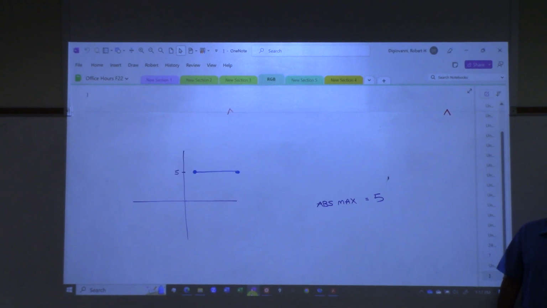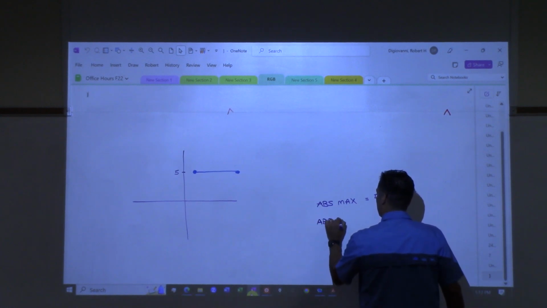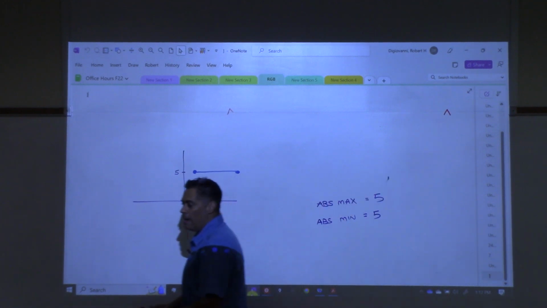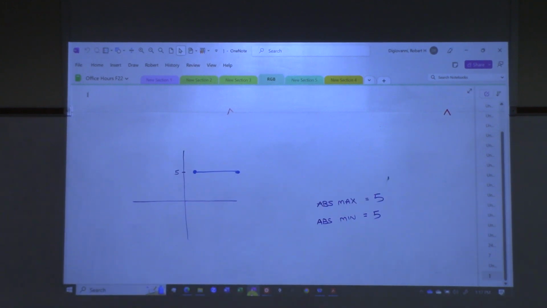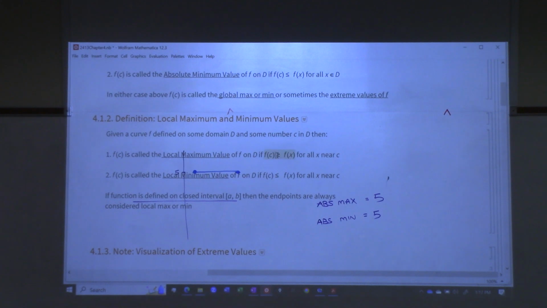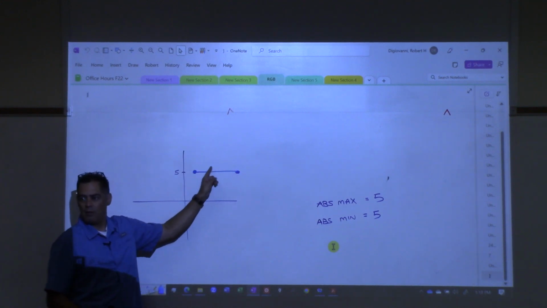What is it? 5 as well, because in the definition it's got to be less than or equal to. So your absolute minimum is also 5, right? And how about local? Did local have the same thing or not? In the definition, did it have greater than or equal, less than or equal? Yes, it did, didn't it? It's greater than or equal to, less than or equal to, which means that we have local maximums and minimums everywhere, right? Every single point on here corresponds to a local max and a local min.